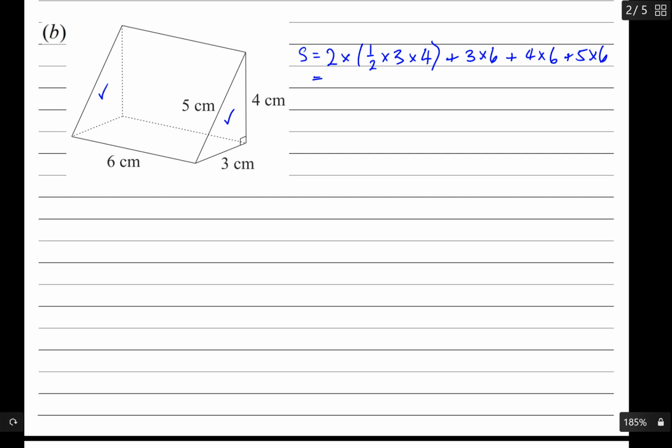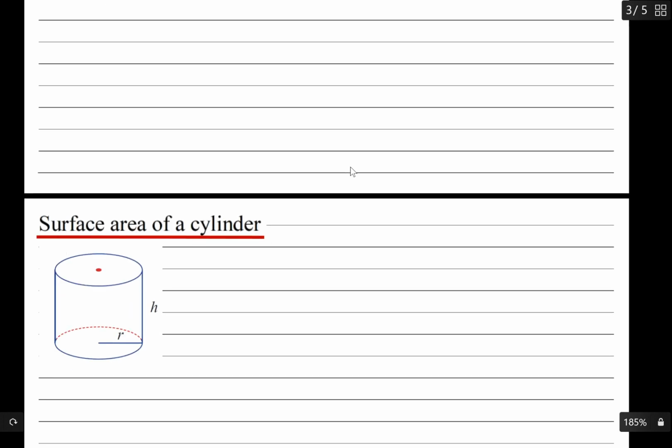Okay, so you might notice here, of course you can just go ahead and use your calculator if you want, but I might notice here a 2 times a half, that's going to cancel out. So I've got 12 plus 18 plus 24 plus 30, and what's that? 84, I believe, 84. And in this case, we've got centimeters squared. Okay, very good. Moving on, cylinder.